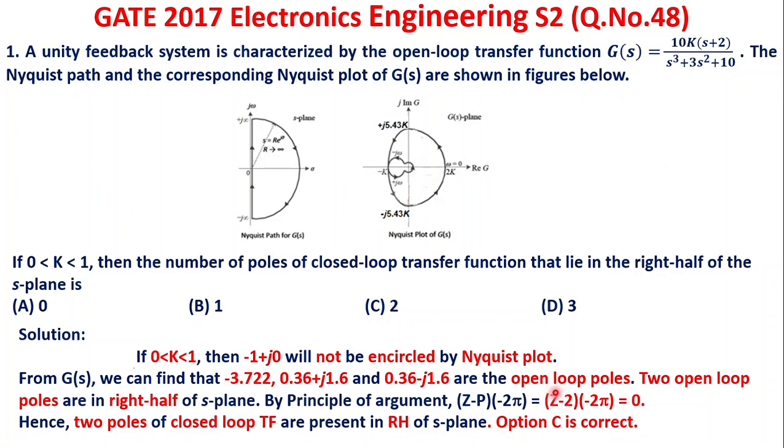What do you mean by that? Two closed loop poles are present in the right half of the S plane. Therefore, option C fits. That is what was concluded in the last statement. I hope you have understood this. So it is just a problem of mapping the number of encirclements given in the problem, for the range of K specified, with the number of open loop poles in the right half of the S plane. That's all. So let us move to the next problem.